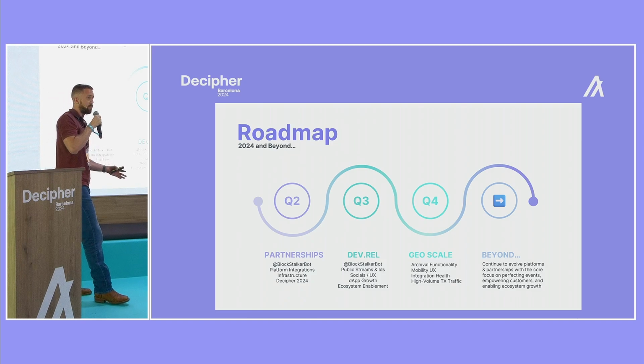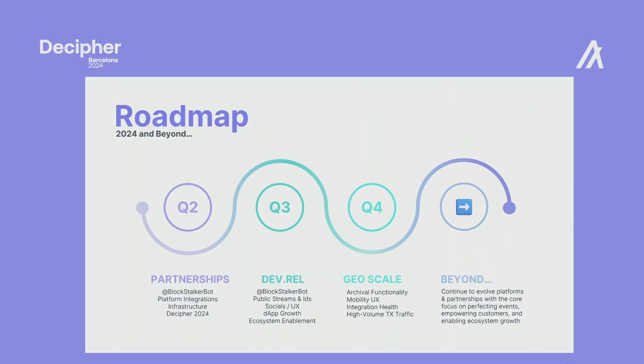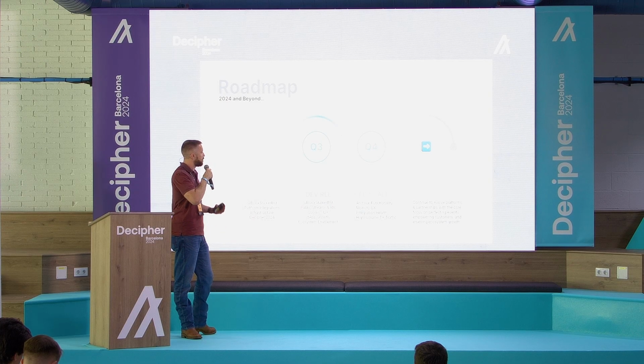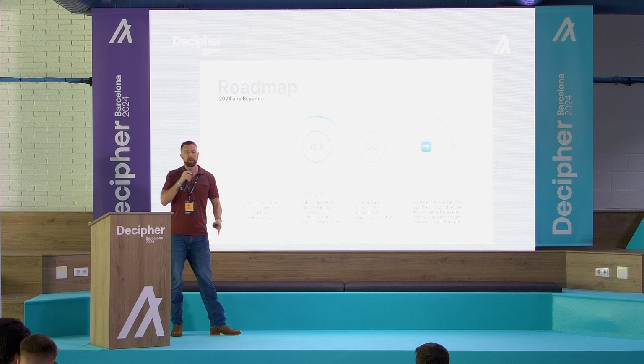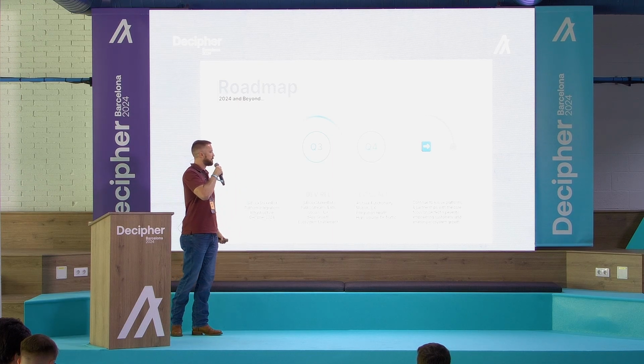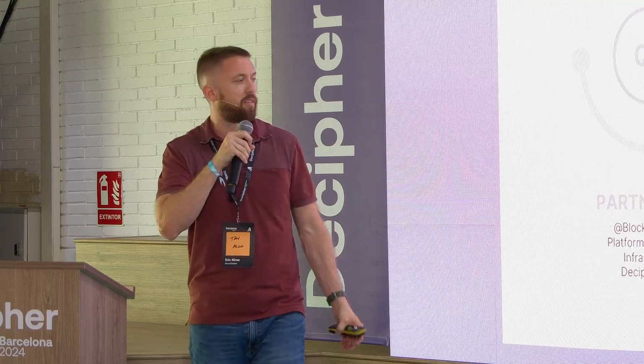We also really want to enable the ecosystem here. I think we've kind of carved out a new category in terms of tools for Algorand. So part of that is we'd like to build out some training modules and enable folks to onboard more easily with BlockStalker. Geoscale: obviously Algorand is a global decentralized network, so we want to continue to scale outward beyond our current smaller infrastructure and enable folks in various countries to get this real-time access. And then beyond that, we really want to continue to evolve the platforms and partnerships that we've got and maintain a laser focus on perfecting events, empowering customers and trying to enable the ecosystem growth through our tool.